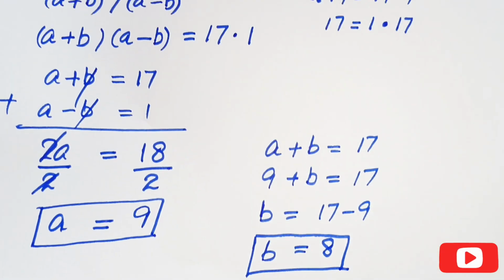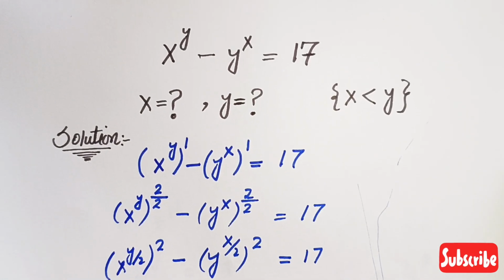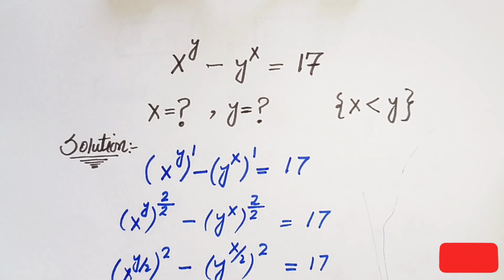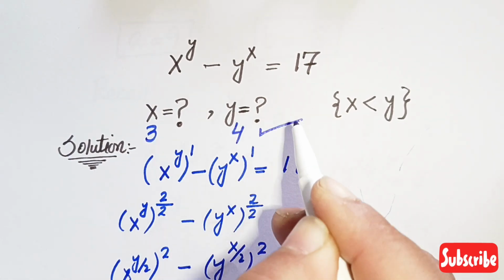Now this is our whole solution. I hope you have understood all these steps. So here the value of x is 3 and the value of y is 4. So it is our final answer.